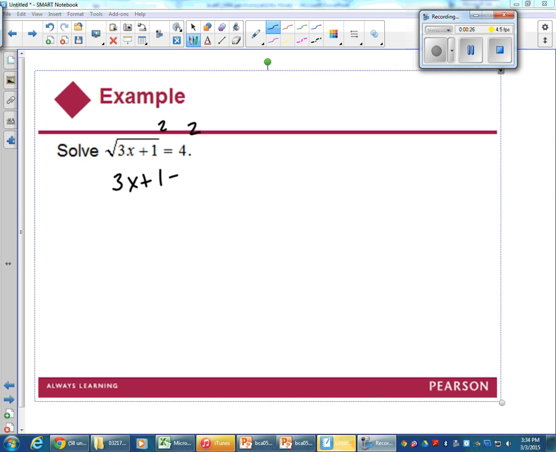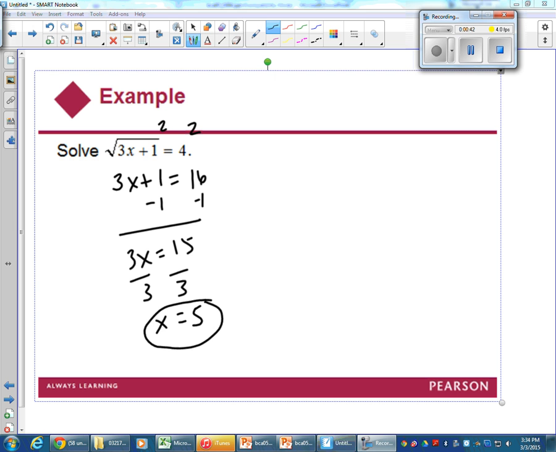So I get 3x plus 1 is equal to 4 squared, which is 16. Subtract 1 from both sides. You get 3x is equal to 15. Divide by 3 on both sides. You get x is equal to 5. And you do want to make sure that this will work. So the square root of 3 times 5 plus 1 would be the square root of 16, which is 4. So it checks out. X equals 5 works.